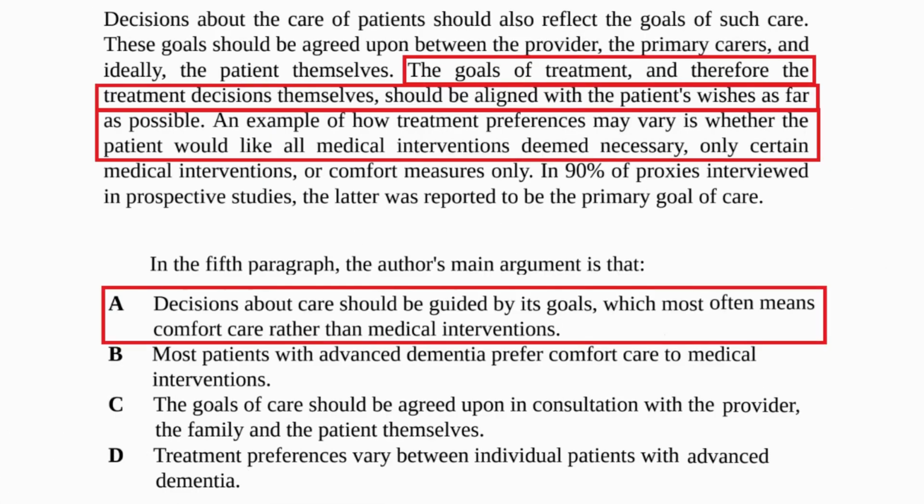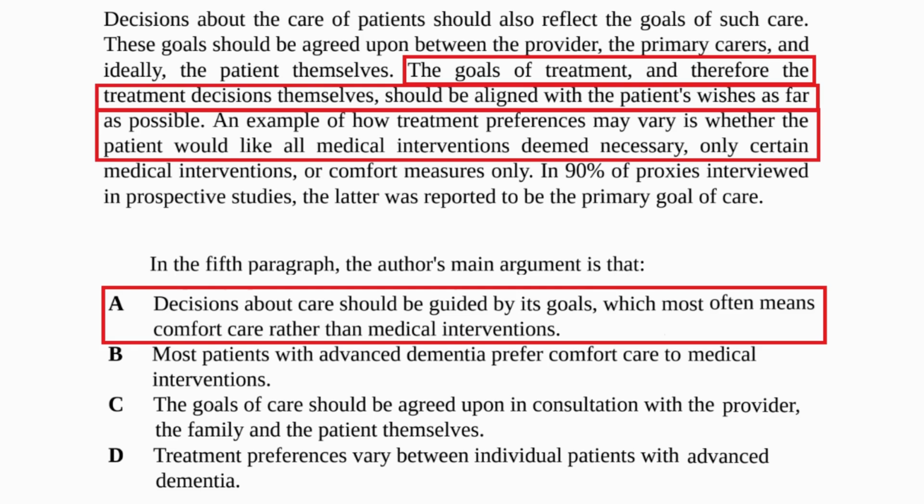To identify the correct answer in the given paragraph, let's analyze the key points. The paragraph discusses the importance of aligning the goals of patient care with the patient's wishes. It mentions that treatment preferences can vary, including options such as all medical interventions, certain medical interventions, or comfort measures only. It further highlights that in many cases, comfort measures, i.e., palliative care, are the primary goal of care for patients with advanced dementia. Now let's evaluate the options.